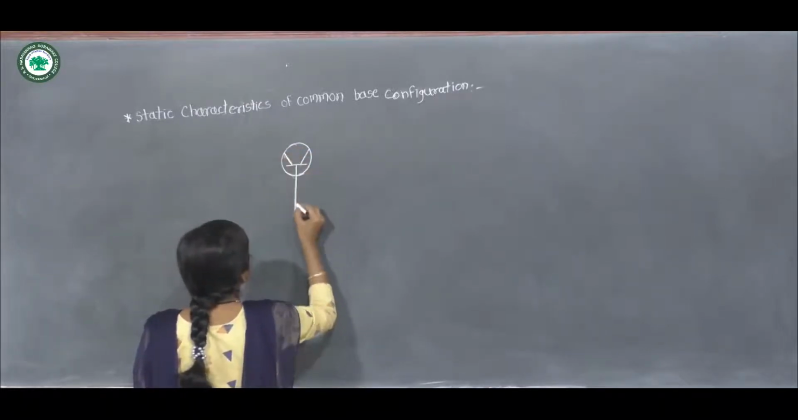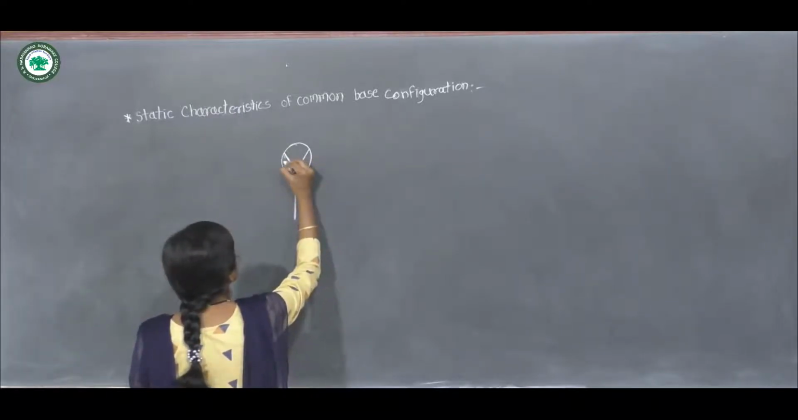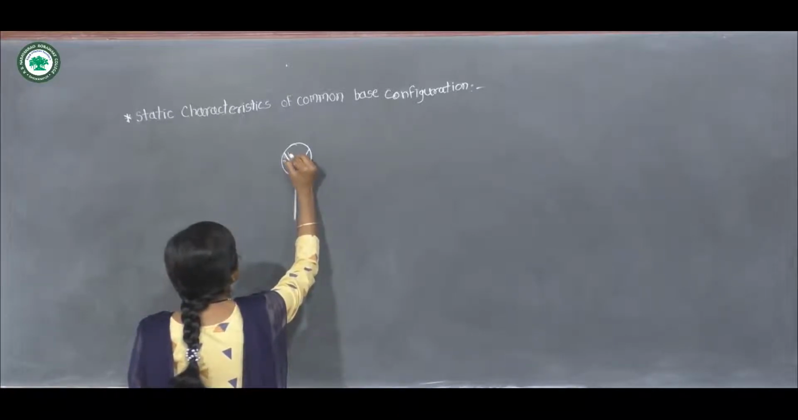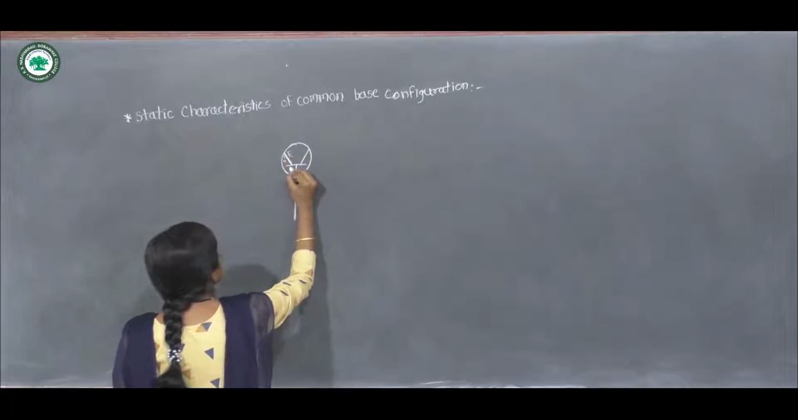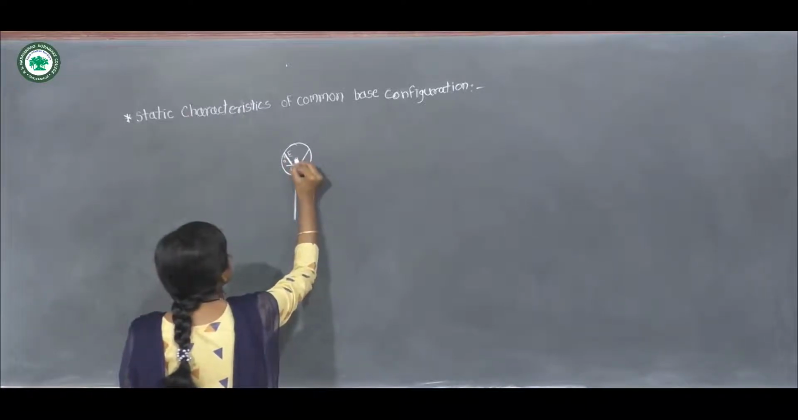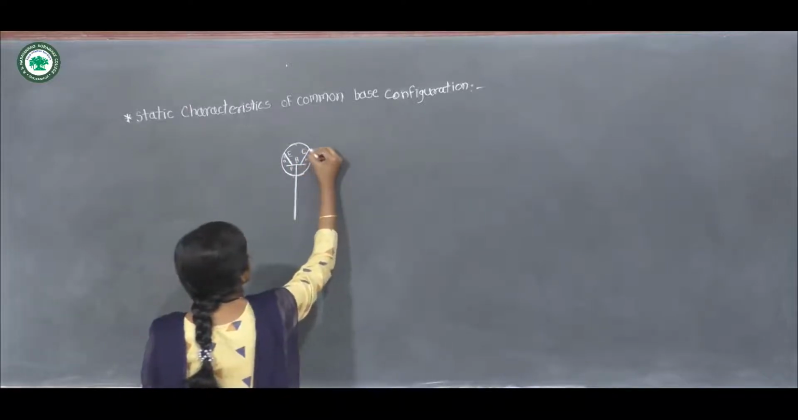So for common base configuration, as we are seeing NPN transistor, this N terminal is the emitter, this is the base which is P type, and this is the collector terminal which is again N type.